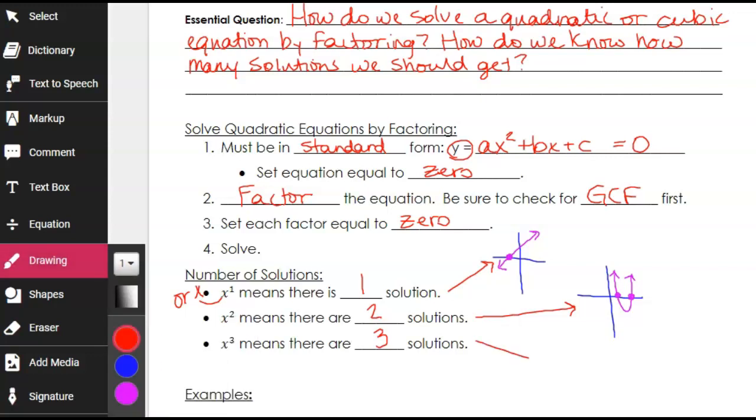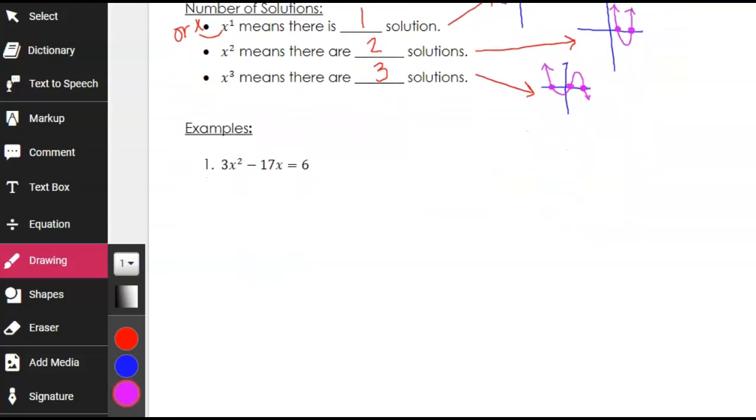And finally, if you have x cubed, graphically what that looks like is it looks like a graph that comes down and then up and then goes back down. Or perhaps it starts going up and then down and then back up. So you've got 3 places where the graph crosses the x-axis there, meaning you have 3 solutions. So graphically, that's what they look like. We're not going to talk very much about graphically today, but I do want to go through some problems with you and show you how to factor in order to solve.